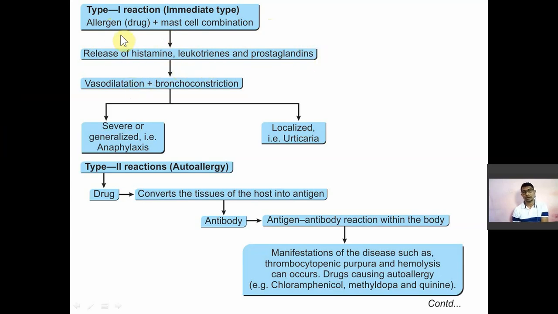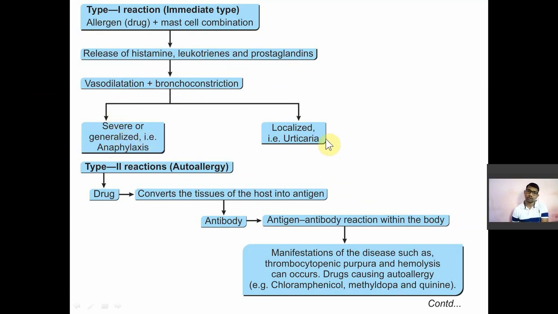When a drug or allergen or antigen will combine with the mast cell, it will release the histamine, leukotrienes and prostaglandin. These are the chemicals, these are the autocoids, these are the hormones responsible for your inflammation, pain and swelling. Okay, edema, inflammation, pain के लिए responsible होते हैं ये तीन, histamine, leukotriene and prostaglandin. So there will be vasodilation, edema and bronchoconstriction, severe or generalized anaphylaxis. So if vasodilation, edema, then pain, inflammation, bronchoconstriction are there, then they are known as severe or generalized anaphylactic reactions. Okay.